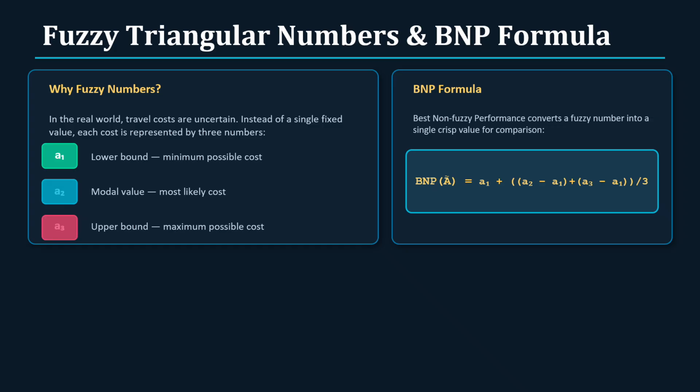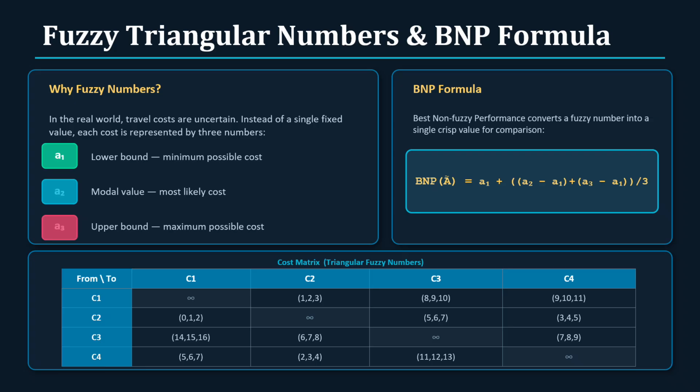The table on this slide shows the cost matrix for travel between cities. For example, the cost of traveling from C1 to C2 is 1, 2, 3, meaning a minimum of 1, a most likely value of 2, and a maximum of 3. The cost from C1 to C3 is 8, 9, 10. From C2 to C4 it is 3, 4, 5. Cells marked with infinity mean a city cannot travel to itself.